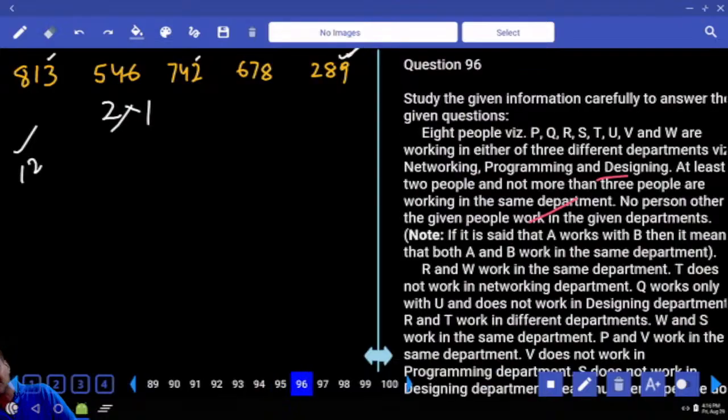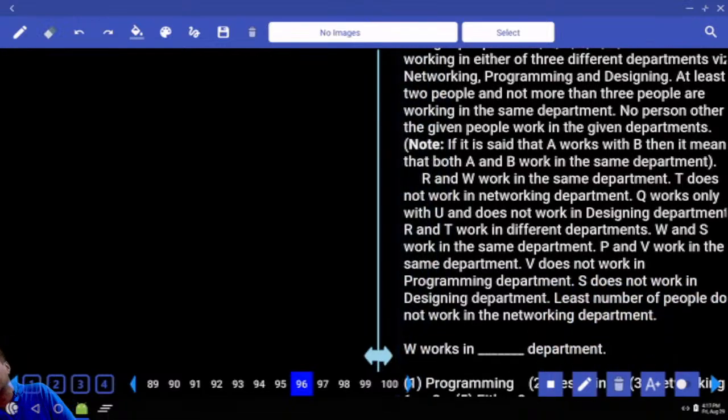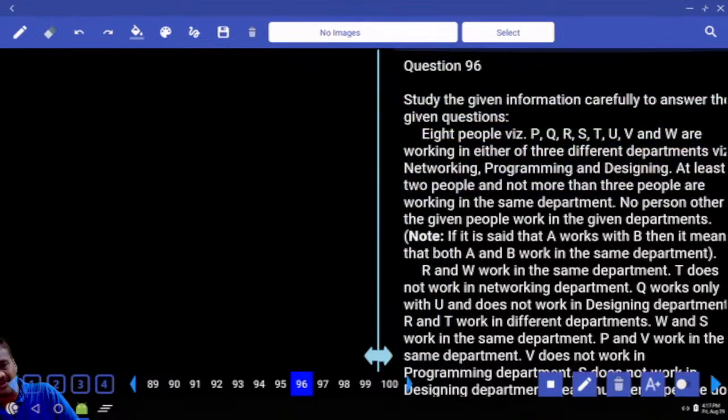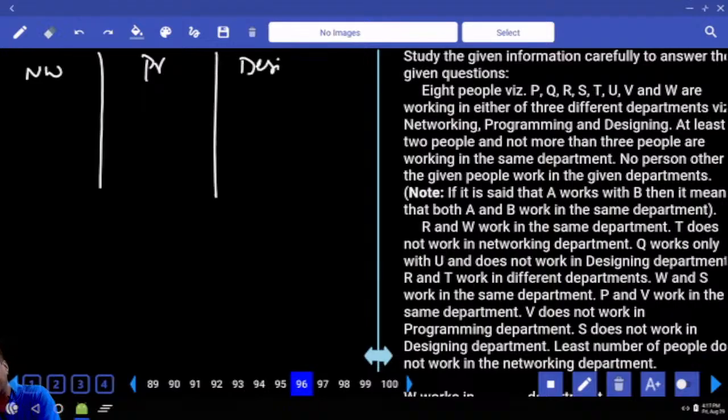Then coming to 96. 96 to 100. As of now, we have left two sets under the second priority, isn't it? Definitely you need to work out this one under the first priority. Now here in this one, how many people are there? 8 people. 8 people working in 3 different departments. What are those three? Networking, programming, and designing. Now these are the three we have.